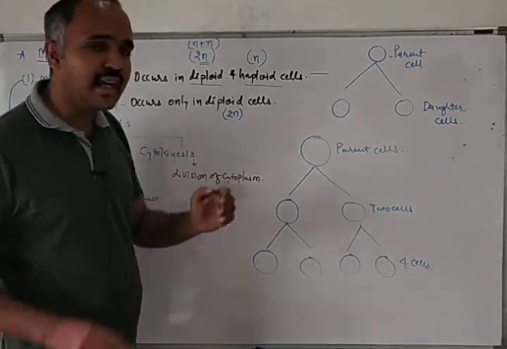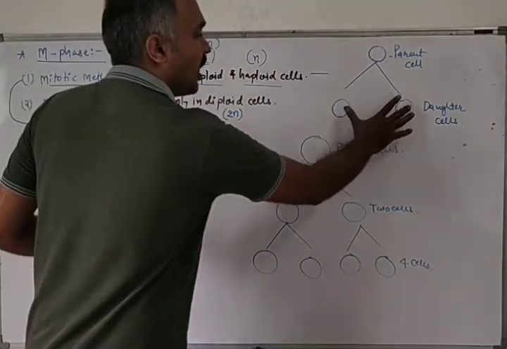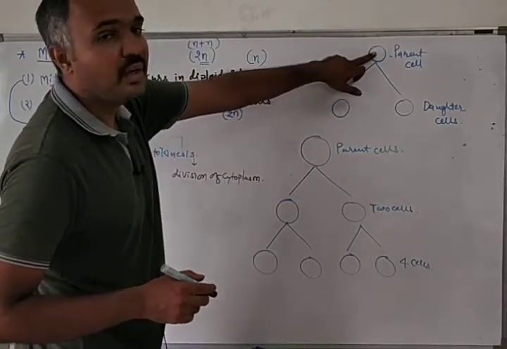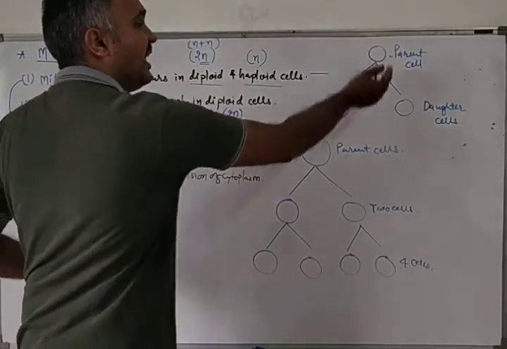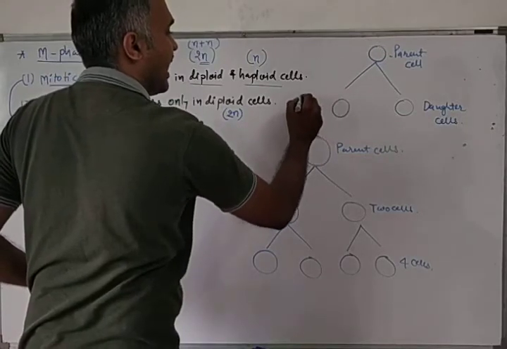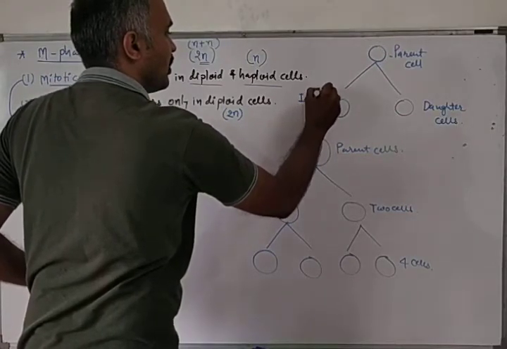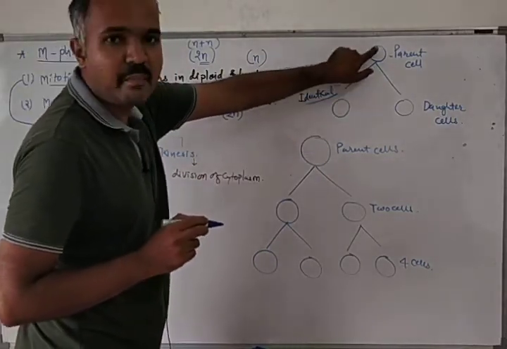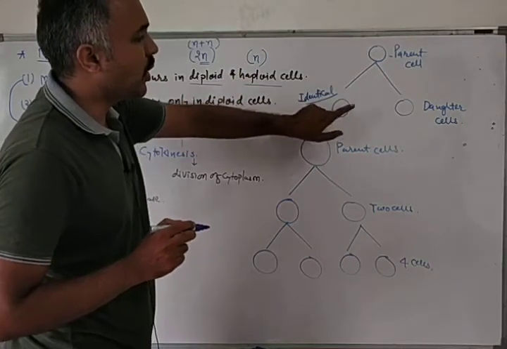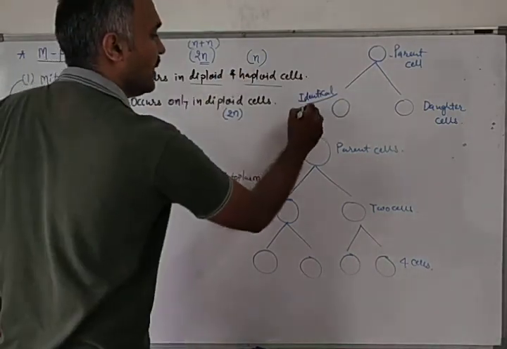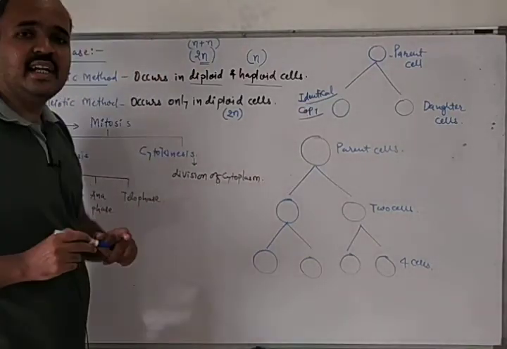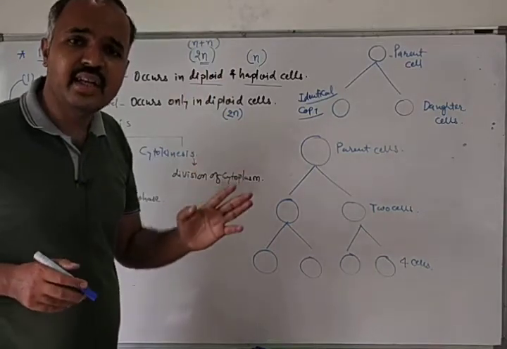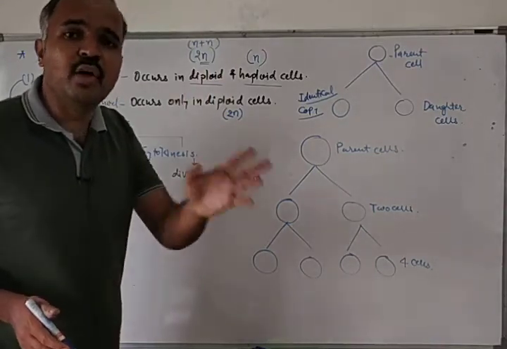And the third difference that I am going to tell you is that the daughter cells which are produced from the parent cell in mitosis are identical to the parent cell. These cells are identical to the parent cell, or we can say these cells are copy of the parent cell. When the cell divides by a mitotic method, the daughter cells are identical to the parent cell, or we can say that daughter cells are copy of the parent cell.